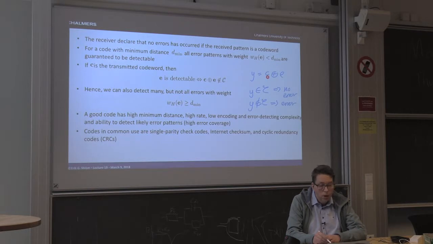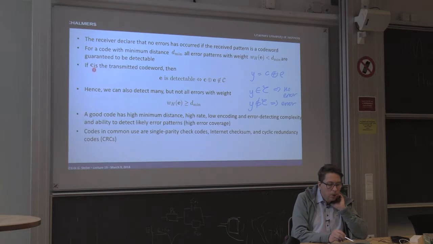However, if we know that Y is a code word, that doesn't imply that E is equal to 0. So sometimes we let things through, that is, we declare that Y has no errors in it, but indeed it had. And that happens when E is such that E plus C is a code word. That could happen. So C is the transmitted code word, and we say that E, an error pattern, is detectable if C plus E is not a code word. And we can detect many.